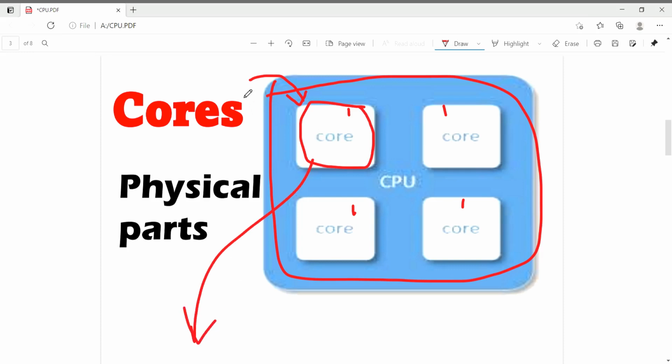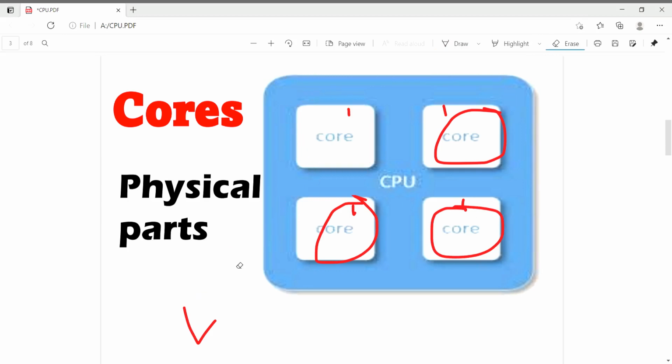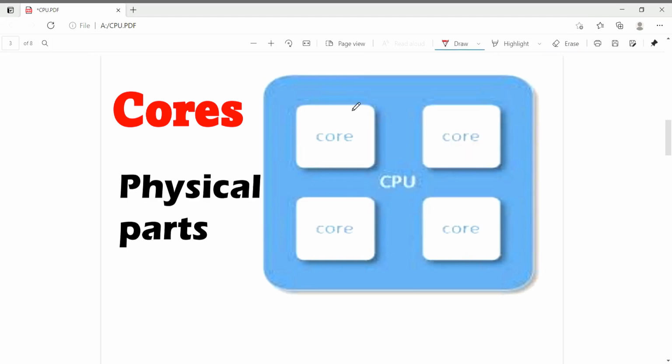If you want to play big, huge games like GTA 5, then all the cores activate and work together so that you can run the game smoothly. Even the GPU matters, and I'll tell you what a GPU is in the next video. In this video we're going to talk only about the CPU. The more cores you have in a processor, the more powerful your processor is. That's it for cores, which are nothing but physical parts.